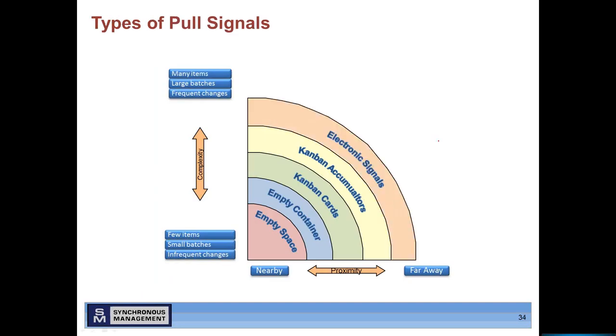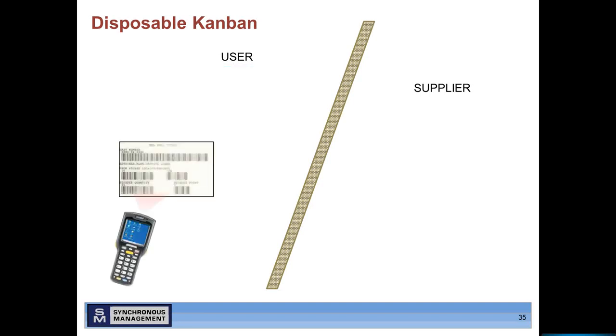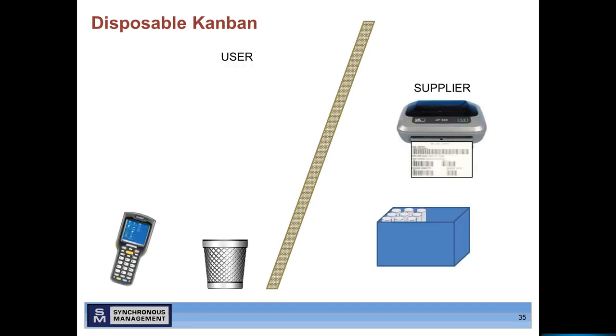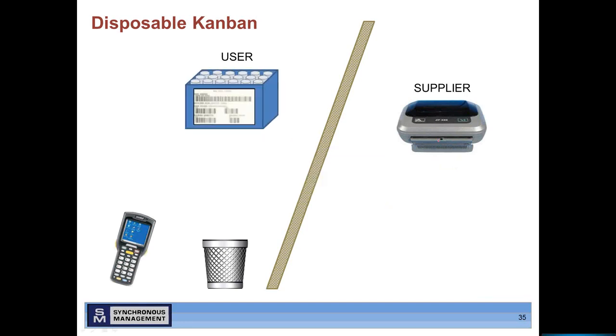Maybe we go with some sort of electronic approach, an electronic system. It could be as simple as this, a disposable Kanban. I have material at the user. The user empties the bin, pulls the Kanban, wands it, and discards the Kanban. It prints out a new Kanban at the supplier, they fill the container and send it back. So this is kind of a hybrid where a manual Kanban is used, but it's generated electronically. It works for the application for these folks. Their batch size is one Kanban, which is one of the things that makes it work. There's no accumulator. Once it's printed, they run in the order in which they come off the printer.